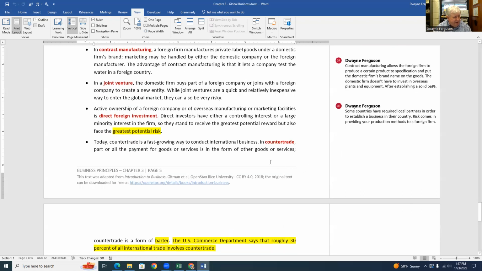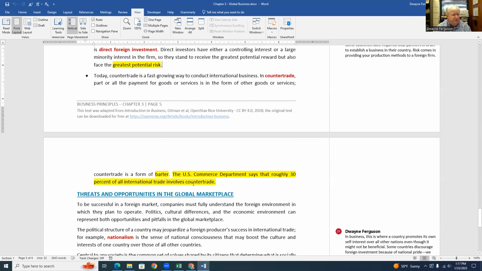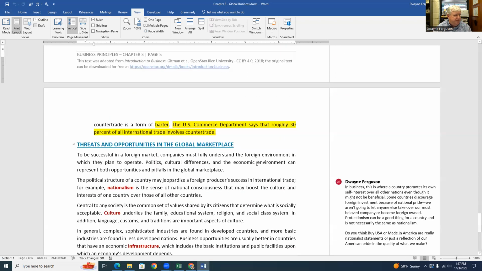Okay, and then countertrade, you could do bartering with another country. So instead of taking money as payment or something, you take goods as payment. So a lot of businesses do that for sure.